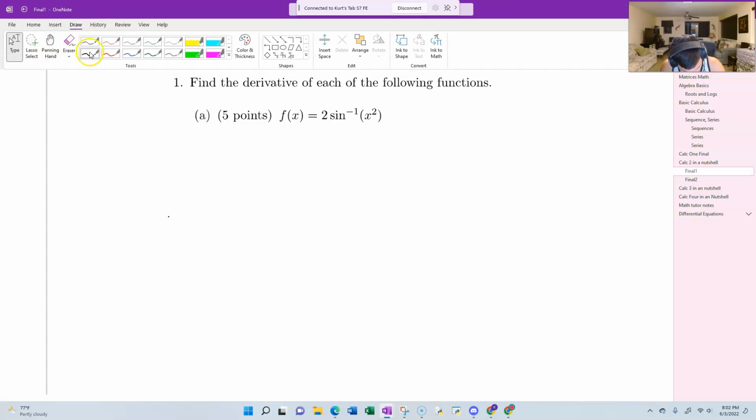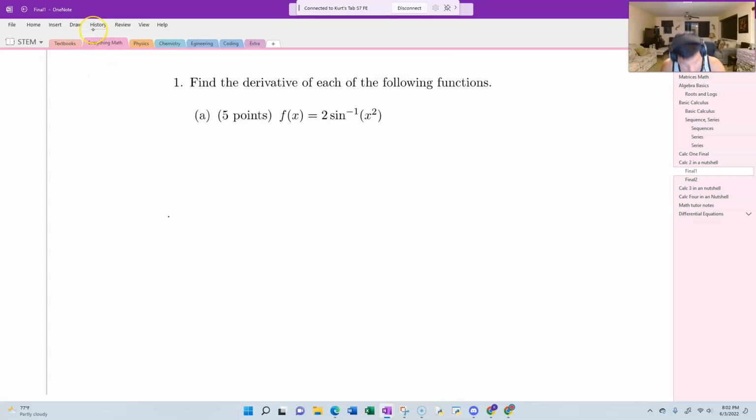Okay, so let's take this derivative. Okay, so what do we know? Well, we see the sine inverse, and we see that there's an x squared right here, so that does mean something's going to happen here, right? So I'll write out what the general derivative formula is.